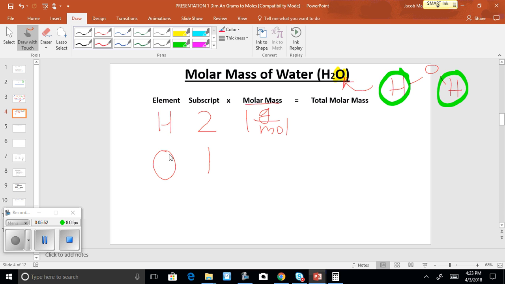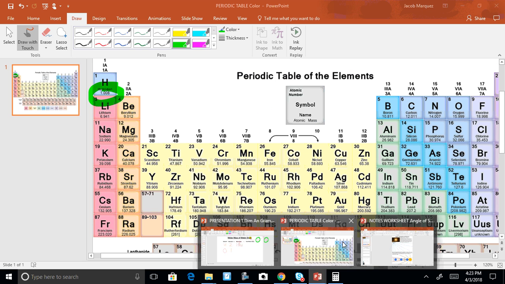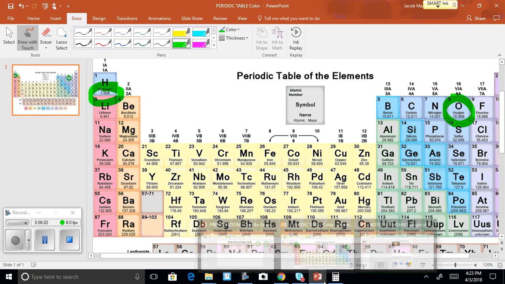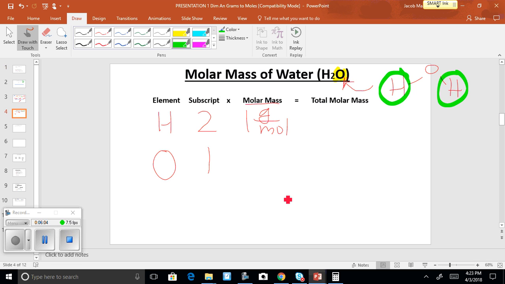Now let's look at my molar mass for oxygen. Go back to my periodic table. Oxygen is over here on the right side. And my molar mass is 16. I'm rounding the number. I get 16. And the units for this are grams per mole. Molar mass is grams per mole.